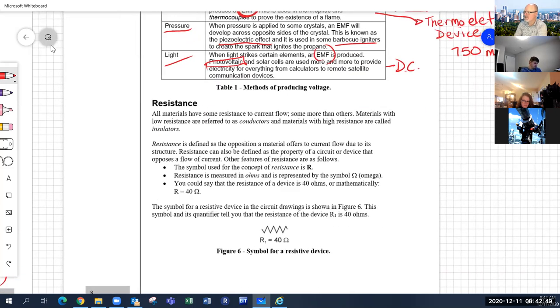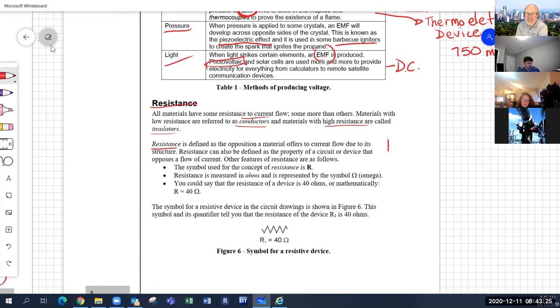Now, resistance. So this is the third one. Resistance. Listen, all materials and all people have some resistance. Well, maybe. After you drink black ice, I don't know. But materials with low resistance are referred to as conductors, and materials with high resistance are called insulators. Resistance is defined as the opposition that materials offer to current flow due to their structure.